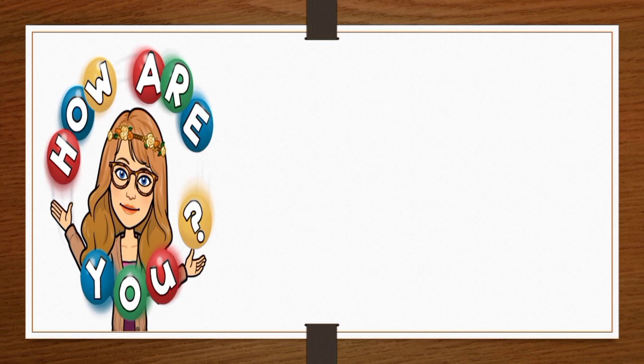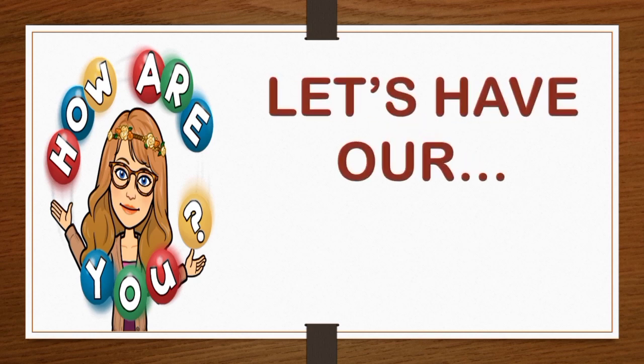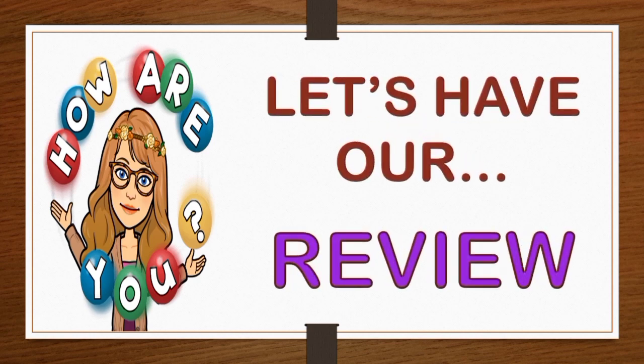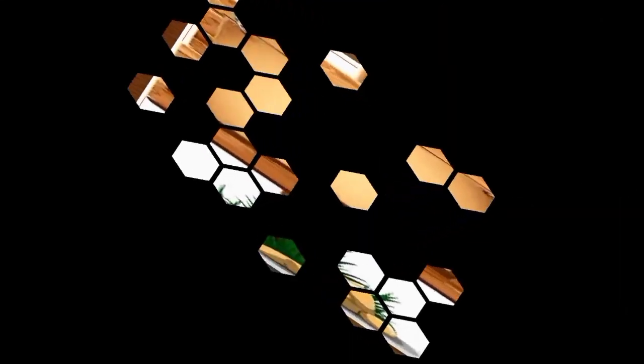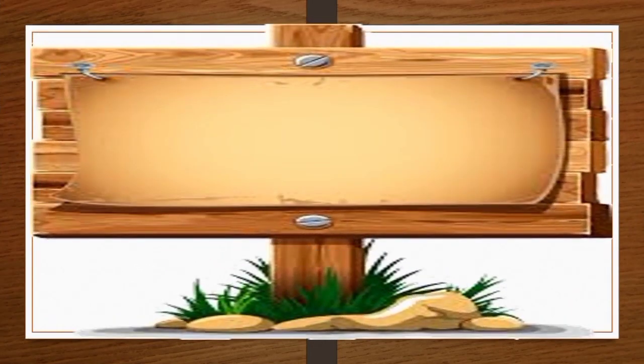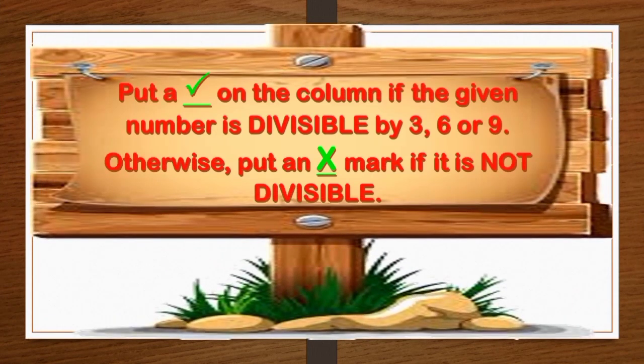Before we proceed to our online discussion, let us have first our review on the divisibility rule by 3, 6, and 9. Instruction: Put a check on the column if the given number is divisible by 3, 6, or 9. Otherwise, put an X mark if it is not divisible.